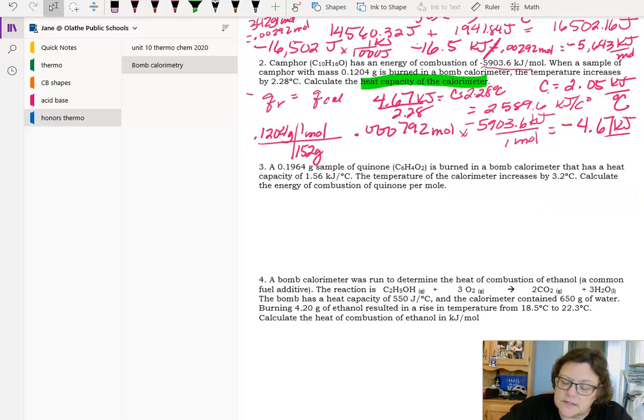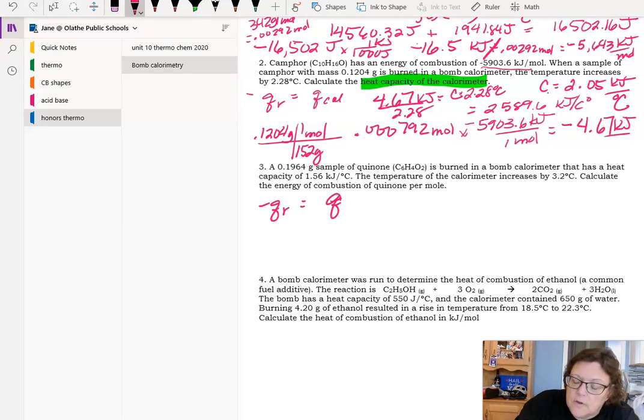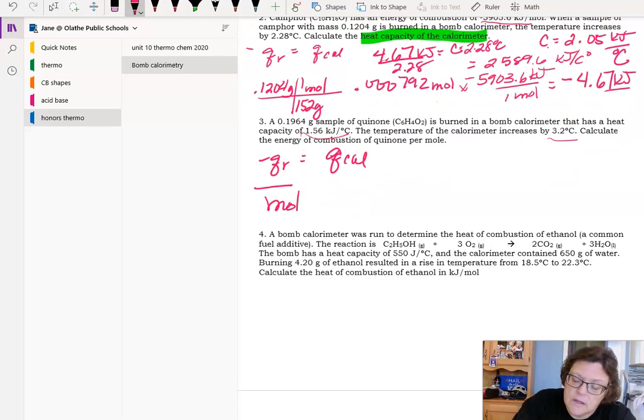Okay, see if you can do the next two. For number 3, you're given the heat capacity. There's no water in this one, so the negative Q of the reaction is going to be equal to the Q of the calorimeter. You have your temperature change, you have the heat capacity of the calorimeter, so it's going to be easy to find the energy of the reaction and then divide that by the number of moles of quinine you had. So you'll take that divided by moles.